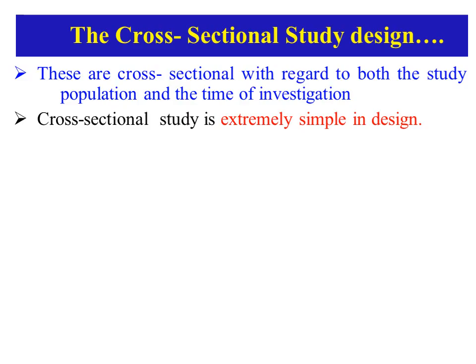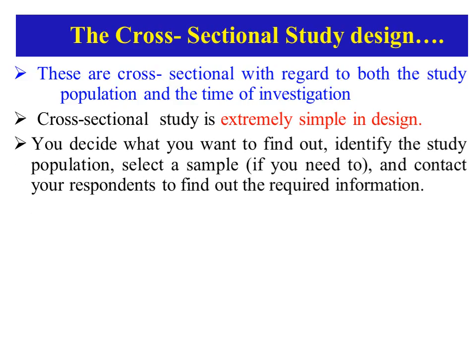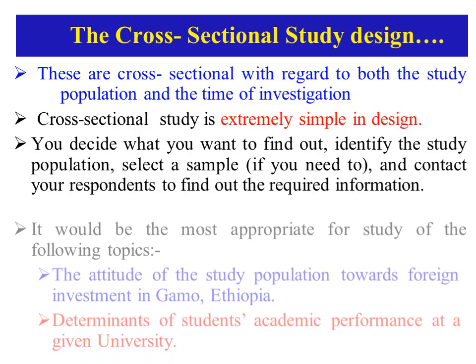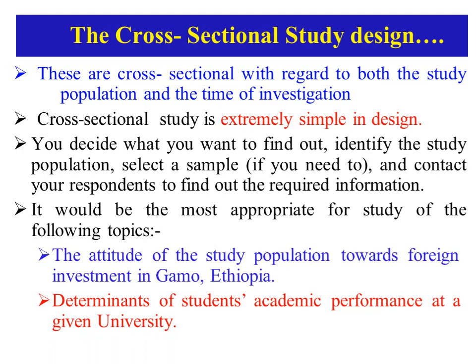Cross-sectional study is extremely simple in design. You decide what you want to find out, identify the study population, select a sample if you need to, and contact your respondents to find out the required information. It would be the most appropriate for the study of the following topics: the attitude of the study population towards foreign investment in Gamo in Ethiopia, determinants of students' academic performance at a given university, and the like.